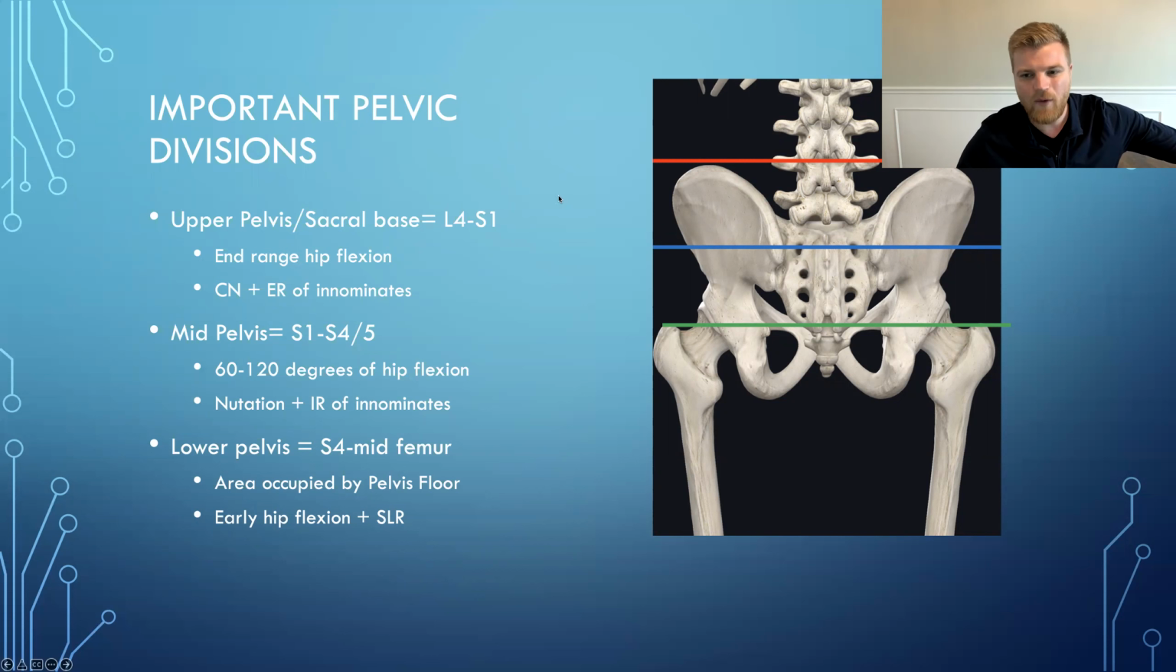Once we move down a layer, so now we look at between the blue and the green. This is going to be anywhere from S1 to S4 or S5. Okay, so basically just above where the coccyx meets the sacrum. This is what we're looking at when we're talking about the pelvis or talking about mid stance. Okay, so we've got muscles.